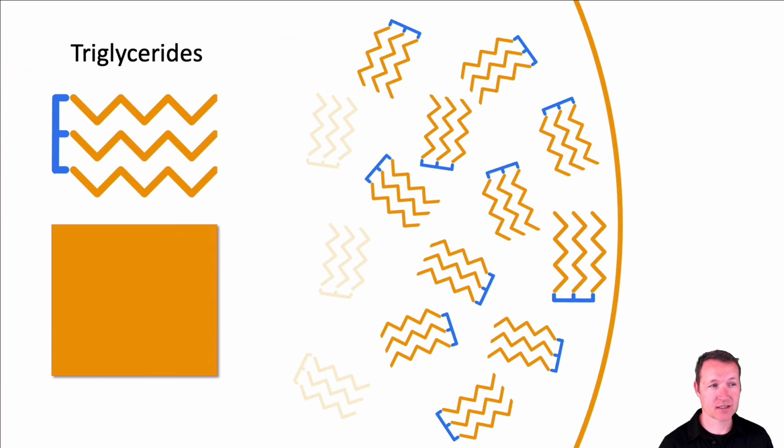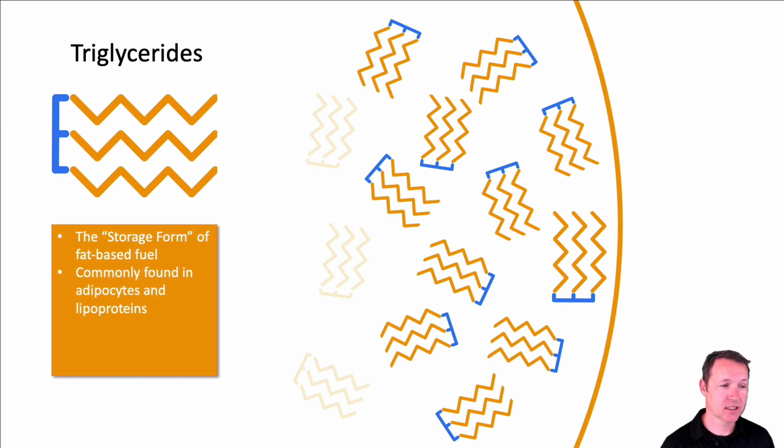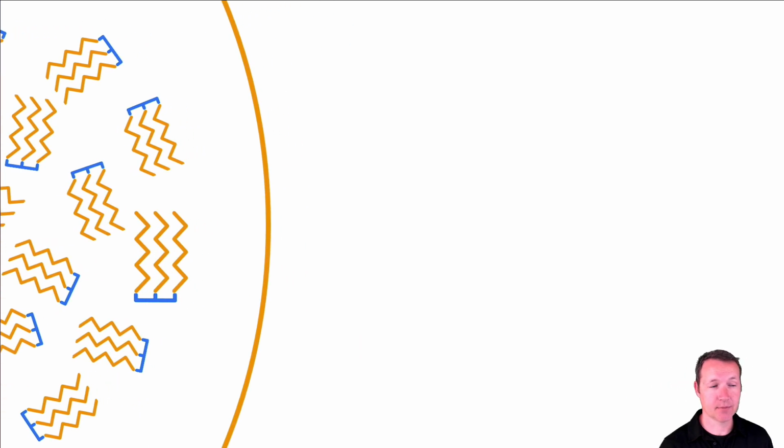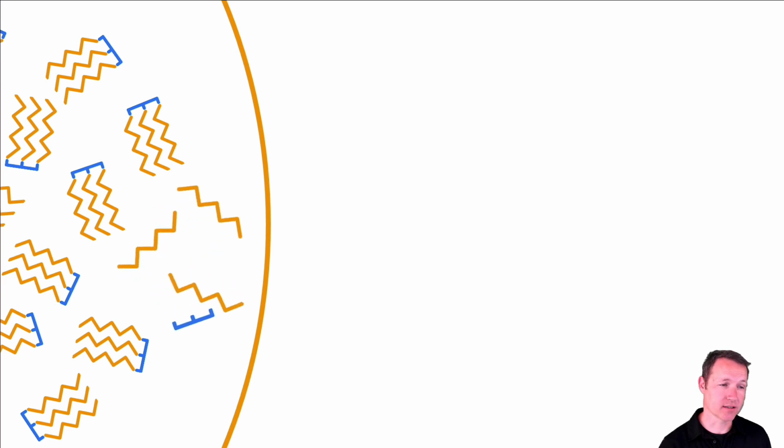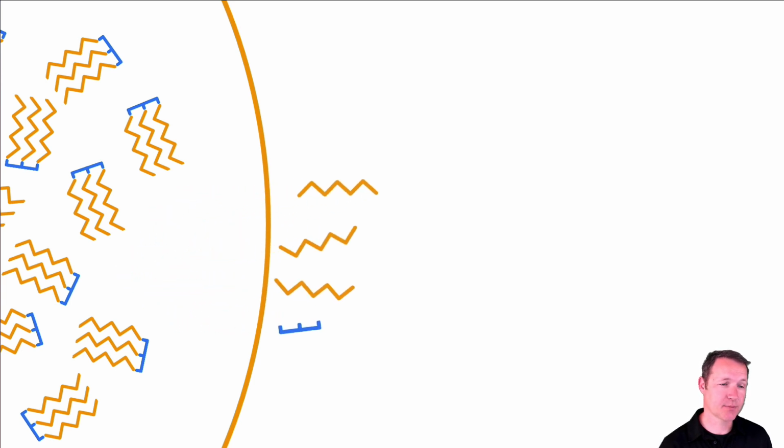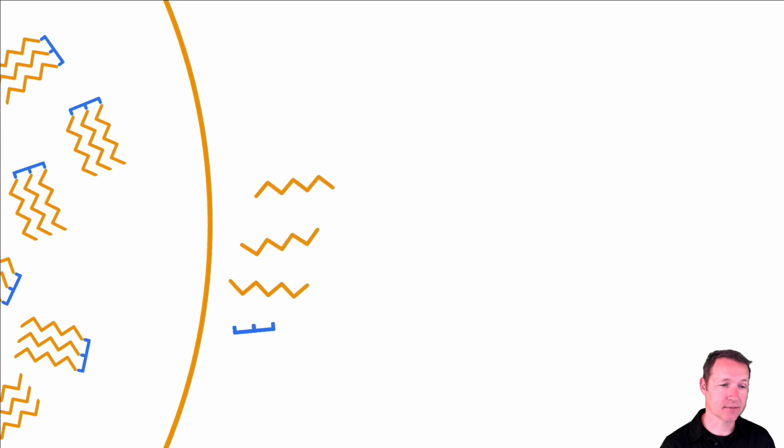And it all starts with triglycerides. Triglycerides are the storage form of fat-based fuel. It's commonly found in adipocytes and lipoproteins. And this big bulky molecule, it's great because it stays within membranes really well. Well, with the help of an enzyme, one in particular we'll be talking about here shortly, we can break these apart. And at that point, they can slip through the membranes relatively easily.